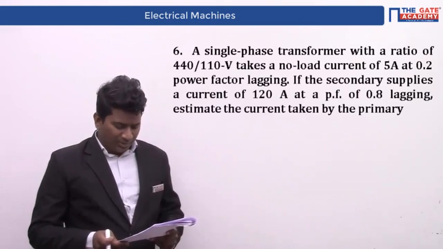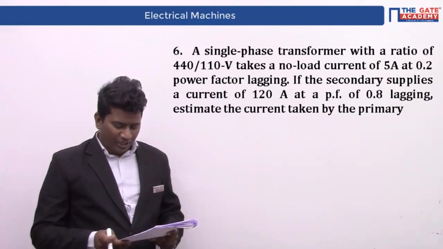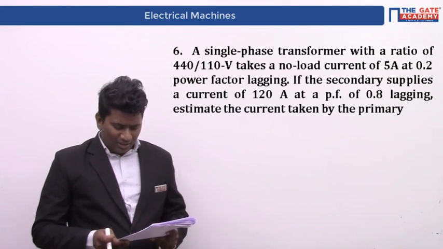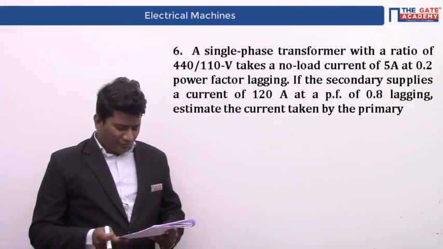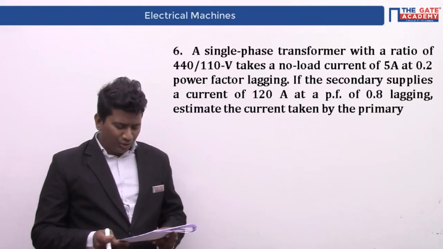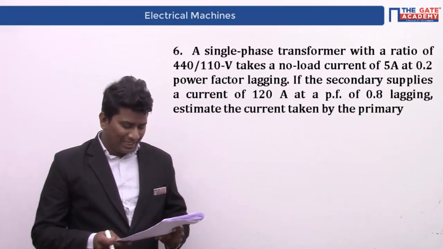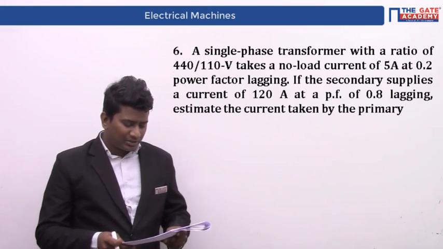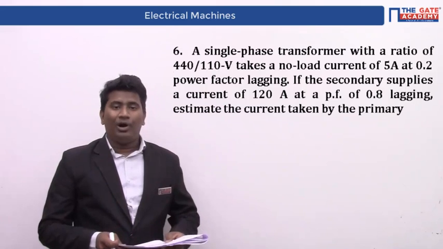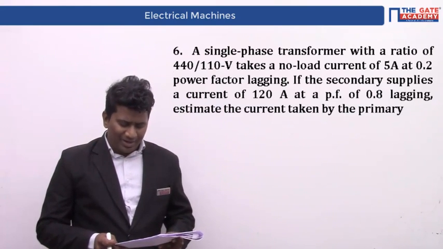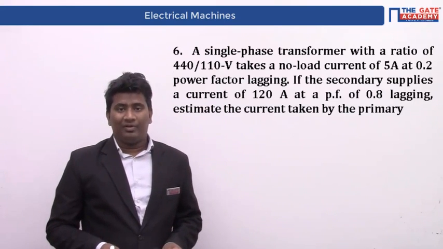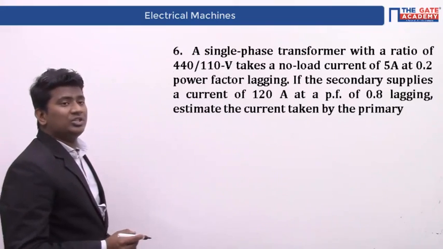How they are asking the question is, a single phase transformer with a ratio of 440 volts by 110 takes a no load current of 5 amperes at 0.2 power factor lagging. If the secondary supplies a current of 120 amperes at a power factor of 0.8 lagging, estimate the current taken by the primary winding. So, how to solve this problem?